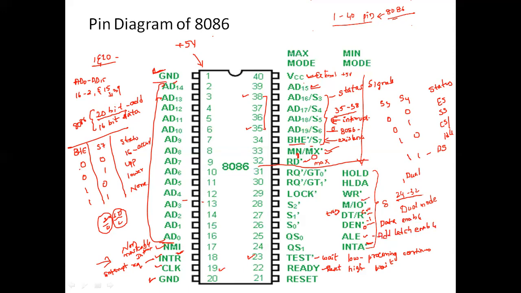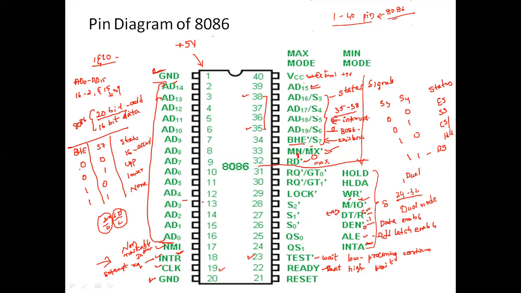And the next one is M by IO bar. This is for memory by input output. This indicates whether the processor is performing an operation with the memory or with the IO device. Whenever this pin is high, the operation is carried out through memory. Whenever it is low, the processor carries out an input output operation.